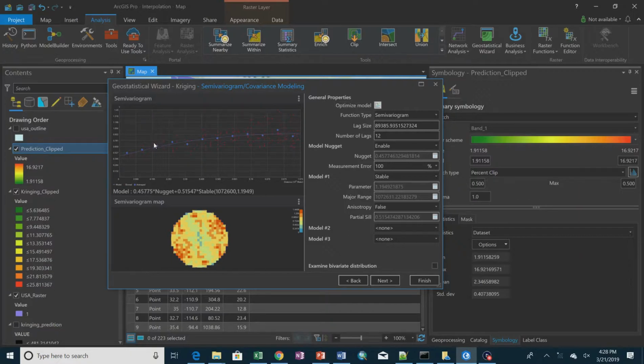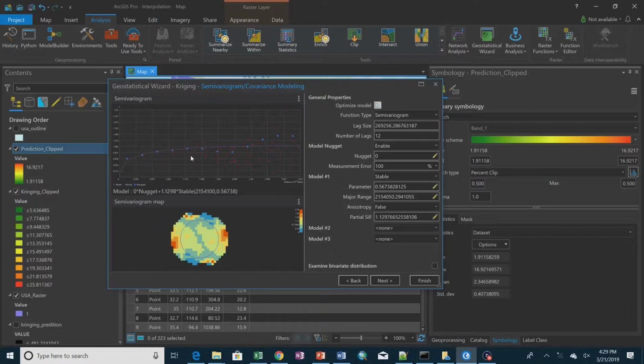So it looks like the sill is kind of hard to define here, but I would say it's occurring somewhere right around there. You can try to change it a little bit. Just hit optimize model. There we go. So what it's done is it's picked the best parameters to make the range the easiest to predict.